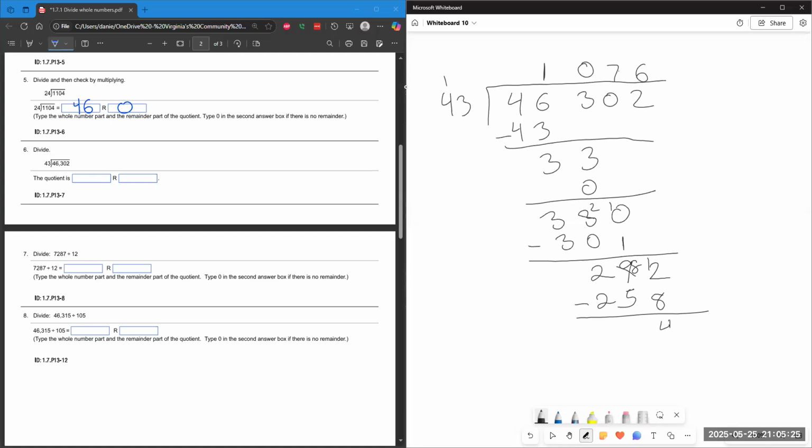12 minus 8 is 4. 8 minus 5 is 3. 34 is less than 43. We have a remainder of 34. So this is 1,076 with a remainder of 34.